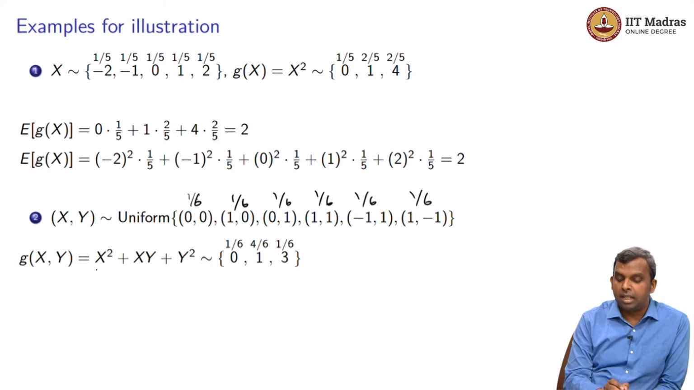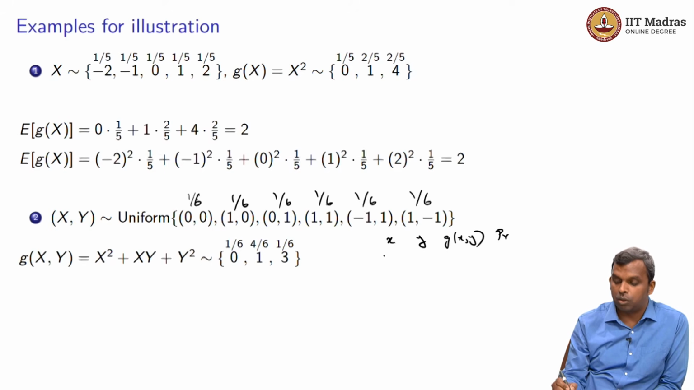G of xy is x squared plus xy plus y squared. You can compute the distribution of it using the table method, right? So how do you write the table method? You can write xy and then g of xy and then the probability of this also. So x is 0, 0, 1, 0, 0, 1, 1, 1, minus 1, 1, 1, minus 1, and then g of xy you can compute.